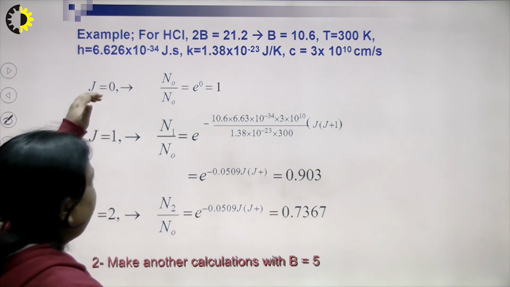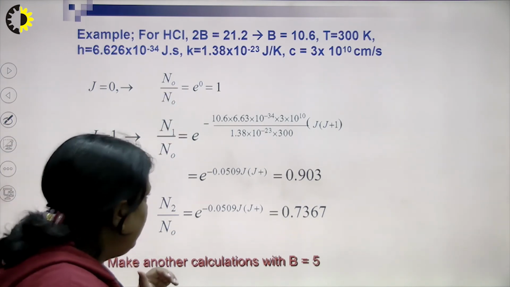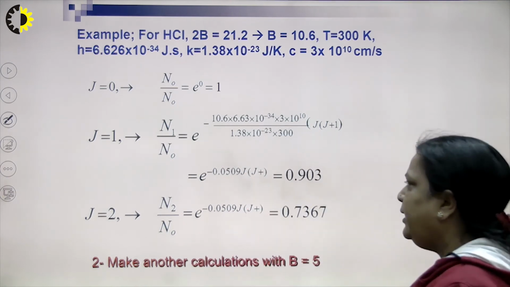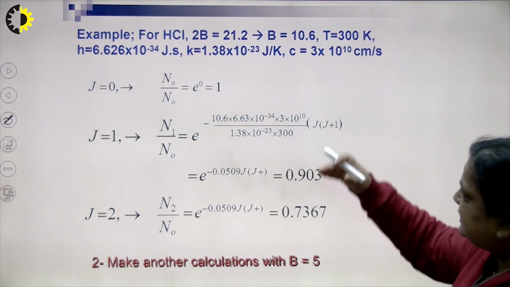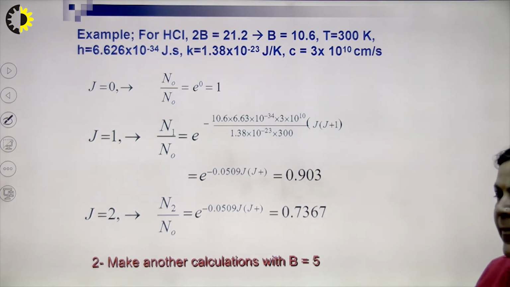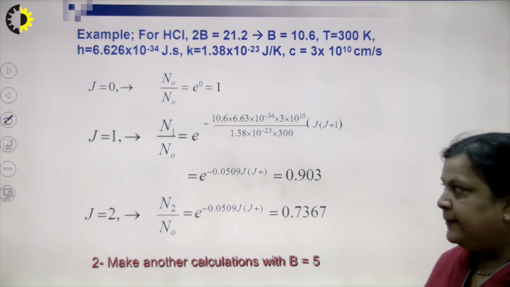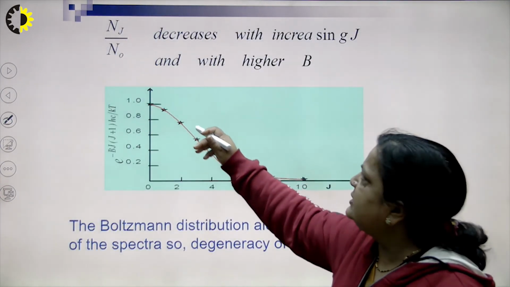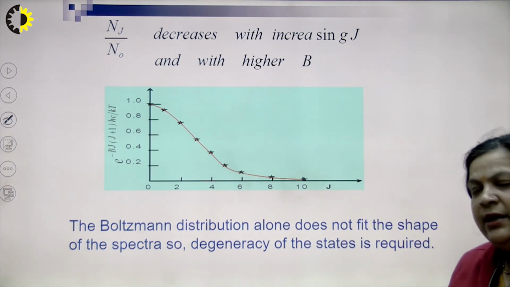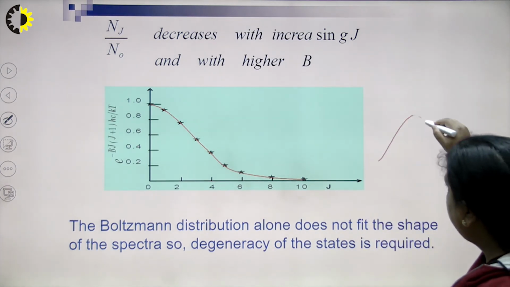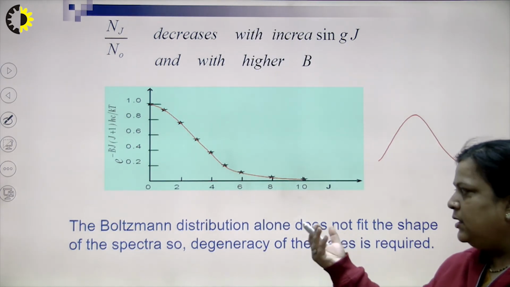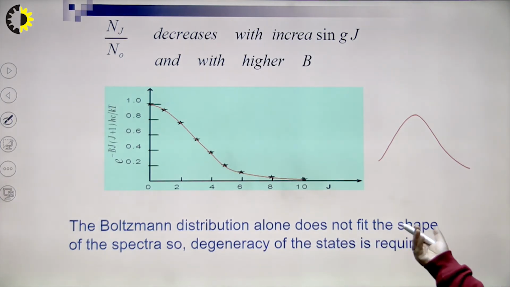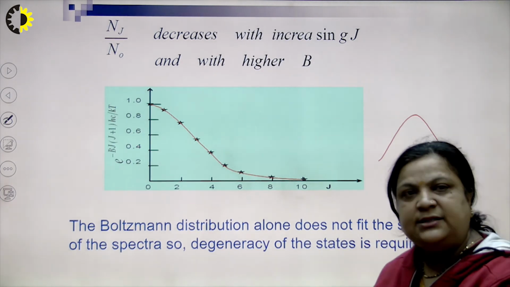So, at j is equal to 0, if we calculate, it becomes 1. For j is equal to 1, it becomes 0.903, and for j is equal to 2, it is 0.73. So, here it is clear, as we increase the j value, Nj upon N0 decreases. It means it follows this type of curve. But we know that the observed spectrum follows this type of curve. It means the Boltzmann distribution alone does not fit the shape of the spectra. So, here we also consider the degeneracy of the state.